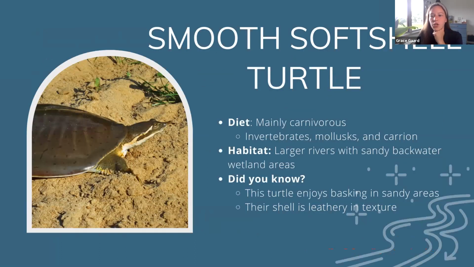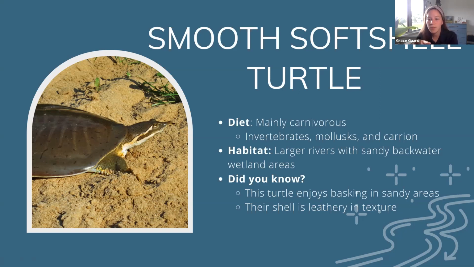And then the smooth softshell turtle. There are actually two types of softshell turtles in Nebraska, the smooth and the spiny. I just decided to talk about the smooth. They really like larger rivers and riverine wetlands with sandbars and those wetland areas that are sandy. So that's what they prefer.